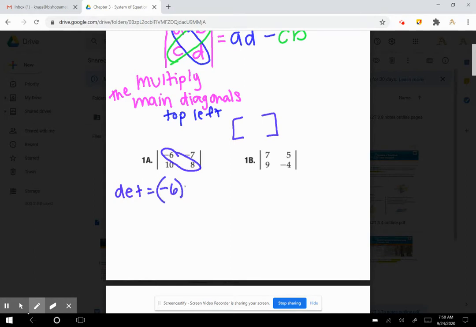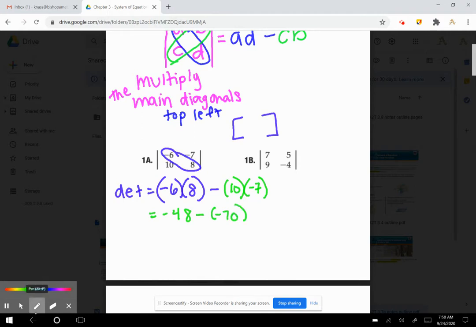-6 times 8 minus 10 times -7. And be careful with that negative, okay? That's usually where students get thrown off. So -6 times 8 is -48. So this equals -48 minus a -70. Negative times negative right there in the middle is going to be positive. So you basically have 70 minus 48. So our determinant is 22.